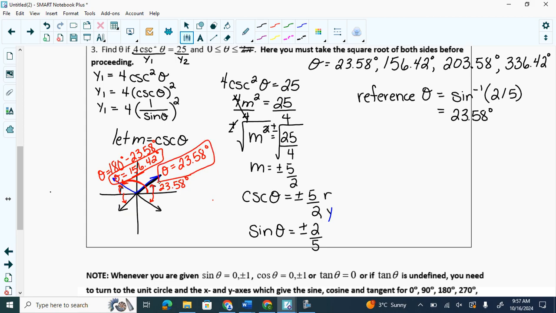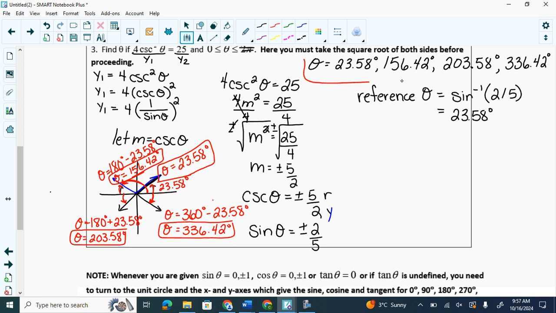How do I get this one? You go 180 plus the reference angle, right? 180 degrees plus 23.58, which I believe is going to get me 203.58. Oh, wait, there's an answer already, and it matches it. I'm happy. Then, how do I get this one? 360 minus that reference angle. So I'm going to get 336.42. See how I got all these answers? I'm going to box the answers now. Boom. Because I showed the work that got them there.